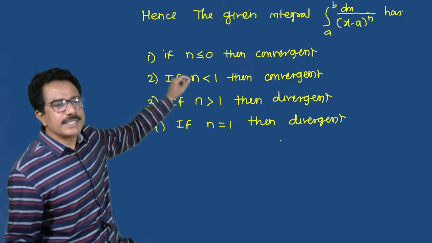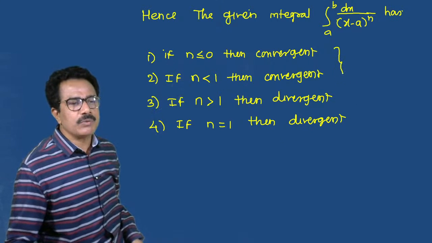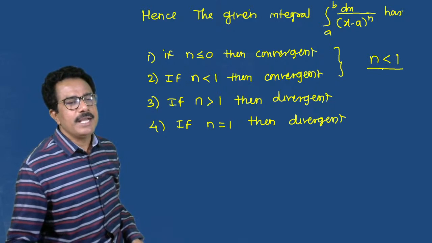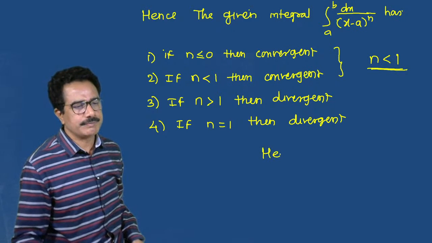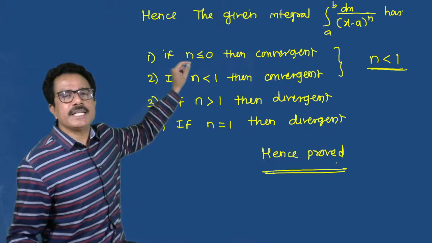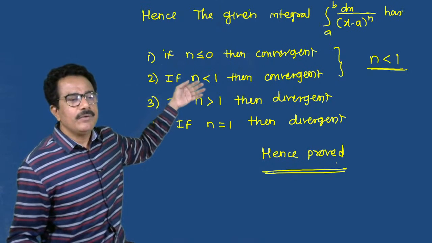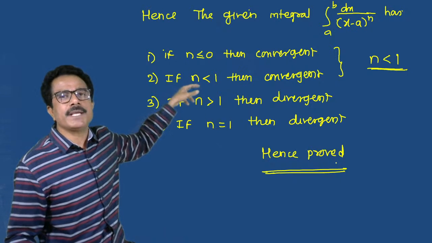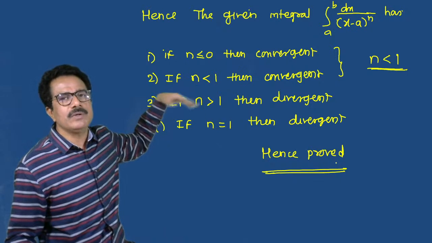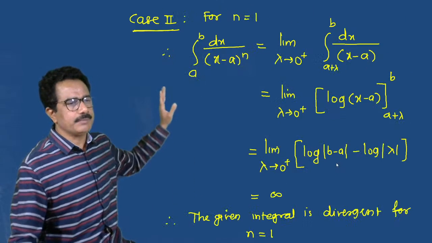You note that the given integral is convergent only when n is less than 1, and henceforth the given integral is convergent only when n is less than 1. When n is equal to 1 or greater than 1, it is divergent, and hence proved. In this way this theorem is proved, note this.